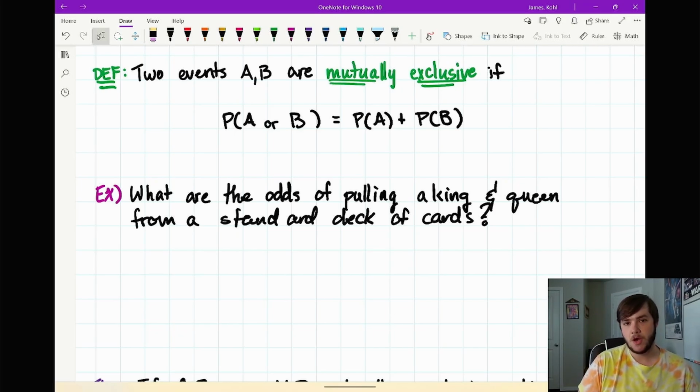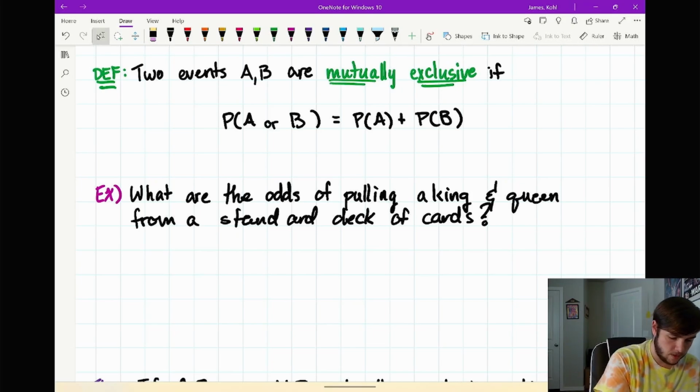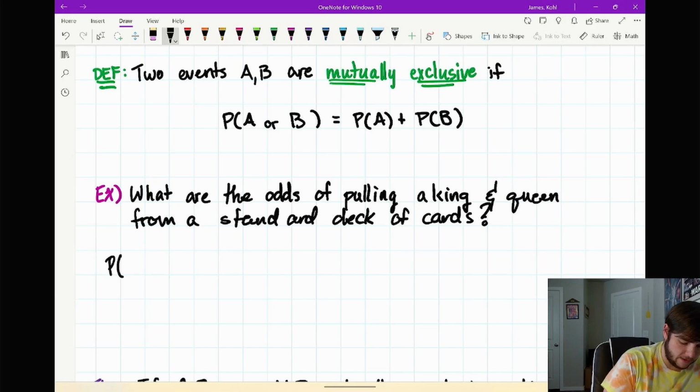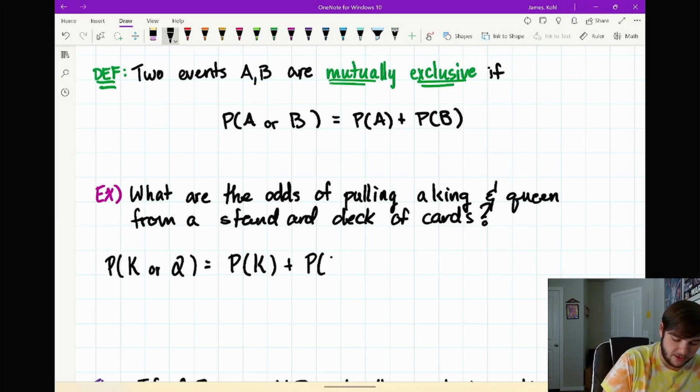For example, what are the odds of pulling two cards and getting a king and a queen from a standard deck of cards? Well, it's not possible for one card to be both a king and a queen. So the probability of king or queen is just the probability of getting a king plus the probability of getting a queen.